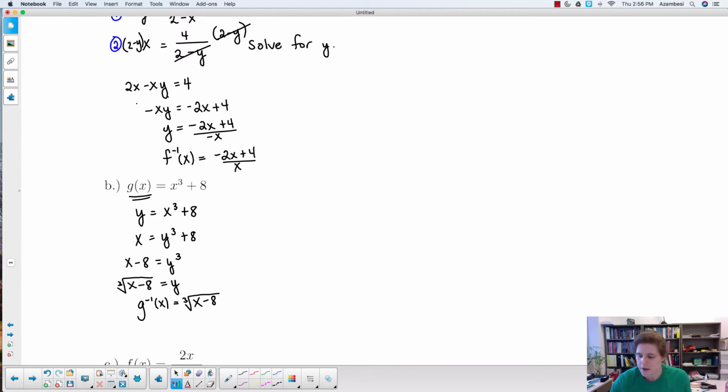Now one little note on this, if you're going to enter this in WeBWorK for your homework, we know that a square root is a 1/2 power. A cube root is a 1/3 power. So if I were going to enter this into WeBWorK, I would open a parenthesis, do x minus 8, and then I would use the up caret to get into the power, and open another parenthesis and have 1/3.